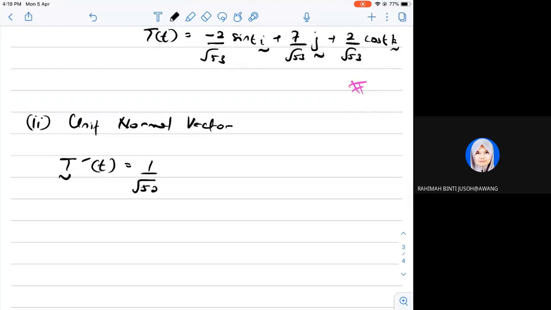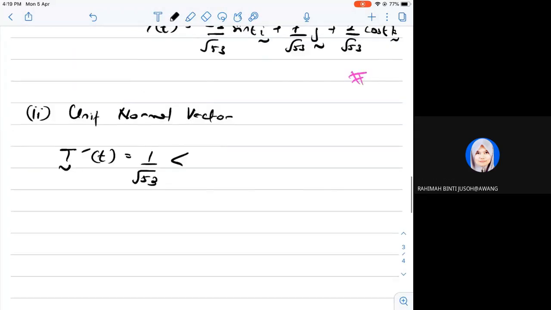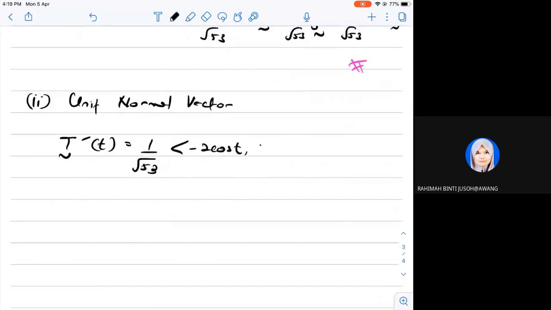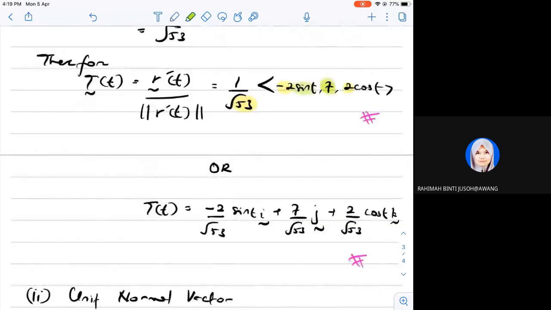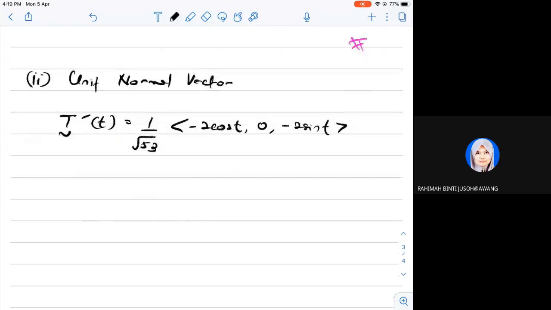So I take it out like this, multiplied with, okay, right now I want to differentiate negative 2 sin t. We will get negative 2 cos t. And then after that we differentiate 7, we will get 0. And then we differentiate 2 cos t, we will get negative 2 sin t, like this.